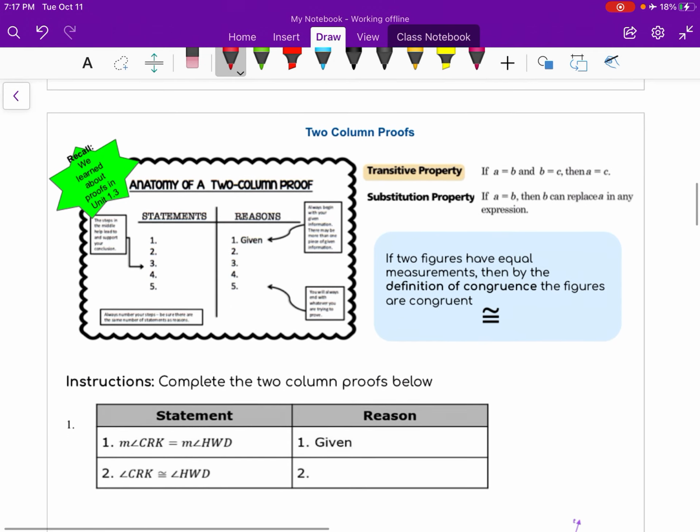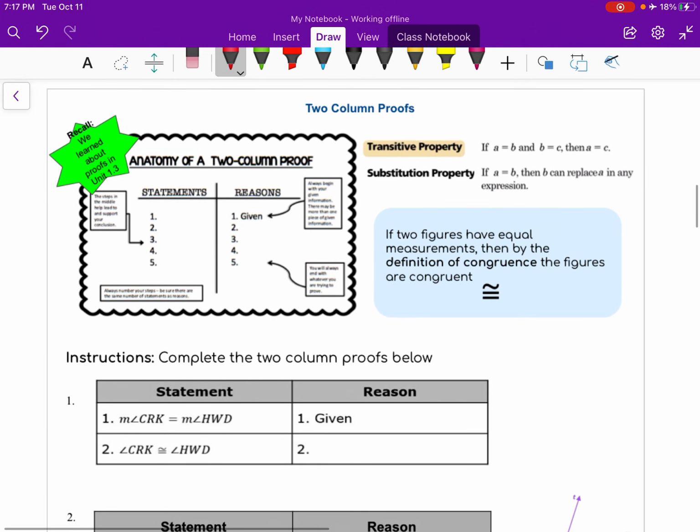Now that we know this information, let's try this with a geometric 2-column proof. Now, in Unit 1.3 about lines and angles, we also did a deep dive into the anatomy of a 2-column proof. Remember, we learned that in a 2-column proof, the given always goes first. And what you're trying to prove always goes last.